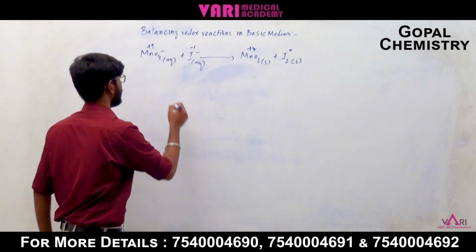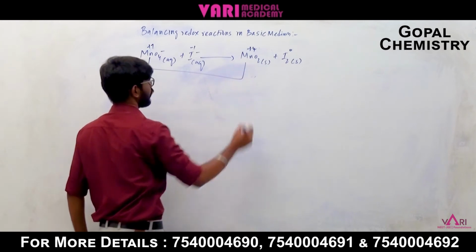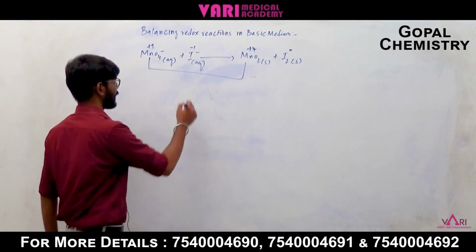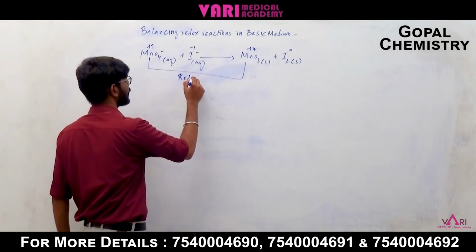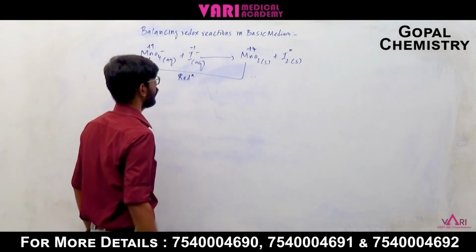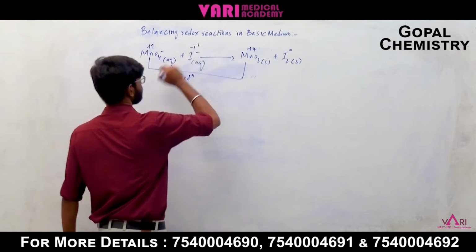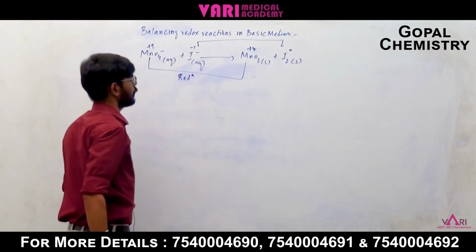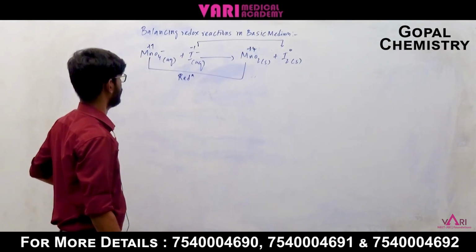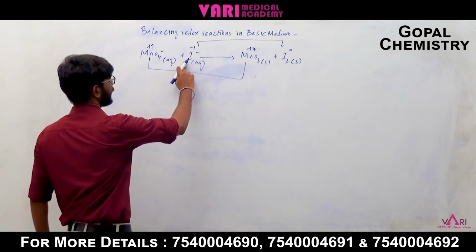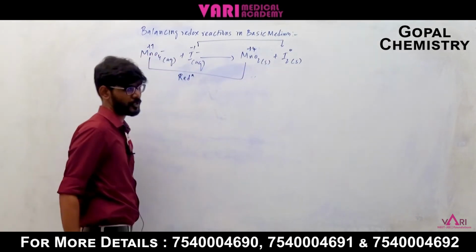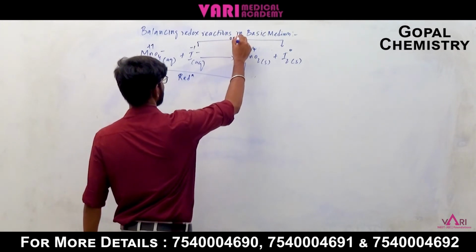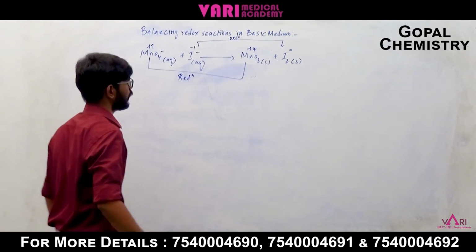So what is happening here? +7 to +4. So the decrease in oxidation state is nothing but reduction. Okay, so here the I minus is going to change to iodine 0. Okay, so this is oxidation. This is oxidation.